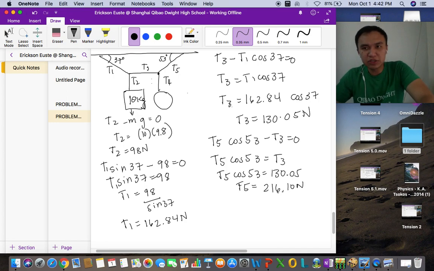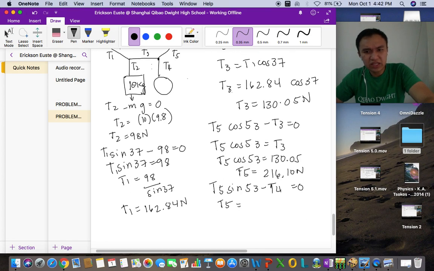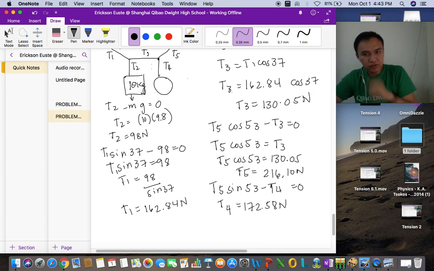So with T4, this is the summation along the y-axis. So T5 sine 53 minus T4 is equal to 0. Sorry, this is T4. Because we already substituted T5 into this one, T5 will be 216.10 sine 53 is equal to T4, and T4 will be equal to 172.58 newtons.